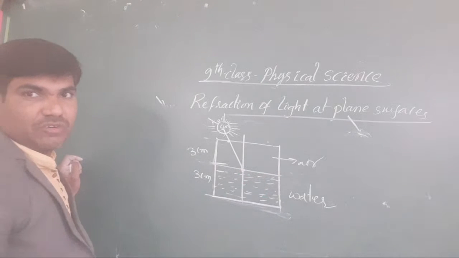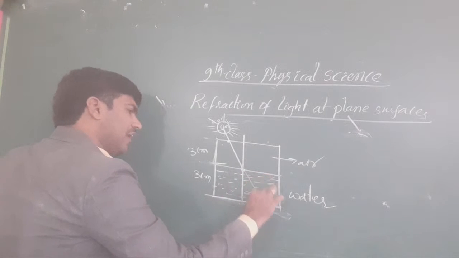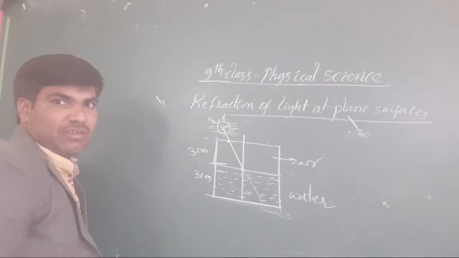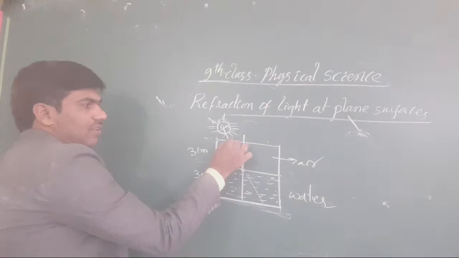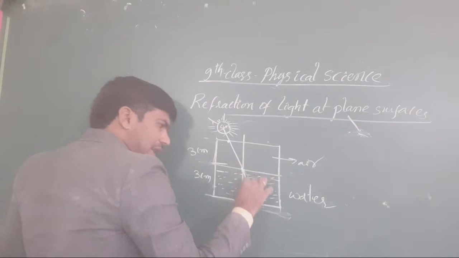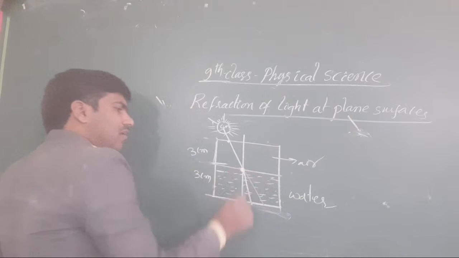Okay, clear or not, all the students? You take a normal here. Now, does the light ray travel the same distance? No, it is not like that. The same distance is not traveled here. It will bend like this. Got it or not, all the students?